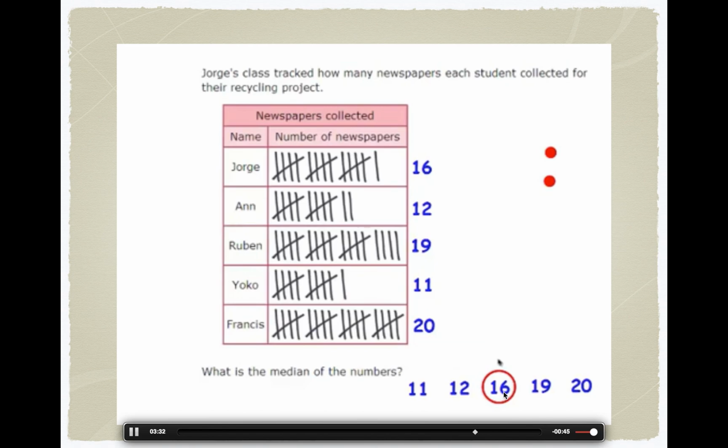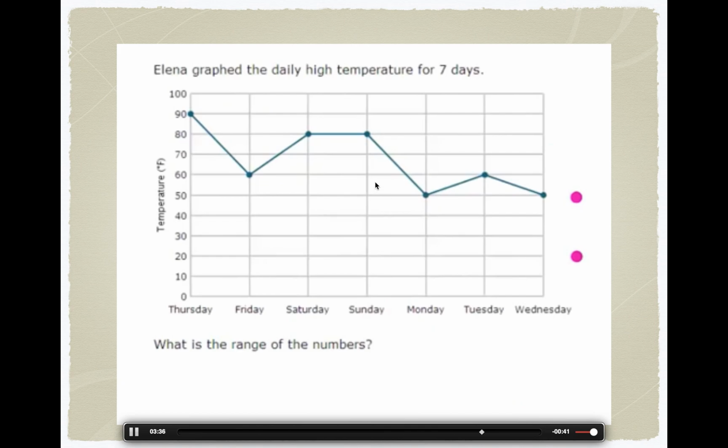All right, let's keep going forward. Now, this is a line plot. Elena graphed the daily high temperatures for 7 days. What is the range of the numbers? So the range is the difference between the highest one, which you can see here is 90, and the lowest one, which is 50. So what we need to do is take away the smallest one from the largest one. So it should be 90 minus 50, so it's 40. The range is 40.